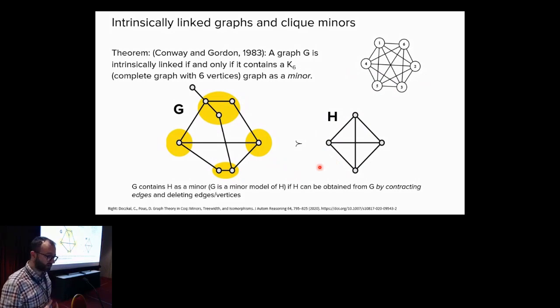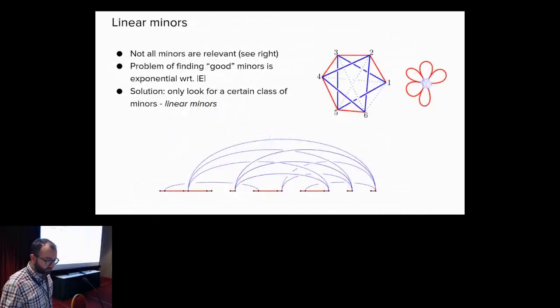if the graph on the right can be obtained from G by contracting edges. So you can imagine that those yellow regions, yellow groups of nodes and edges, we can compact into single nodes, and maybe remove some things, and form the final graph H. And if we can form the K6 like that out of our chromatin contact graph, then we have intrinsic linking. So this is like a high-level overview of the topology.